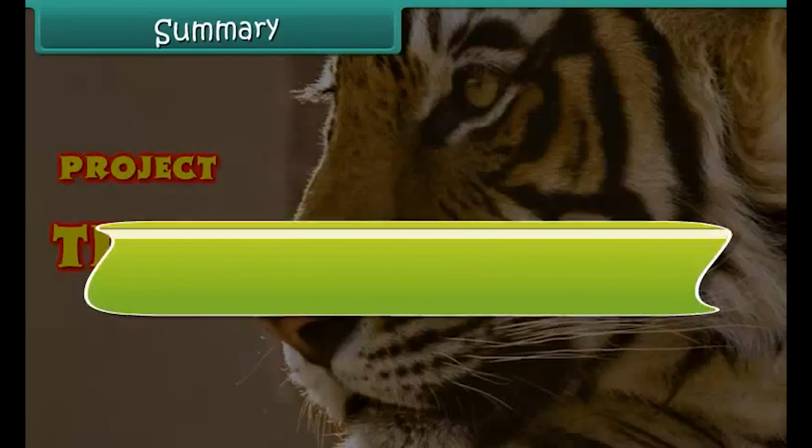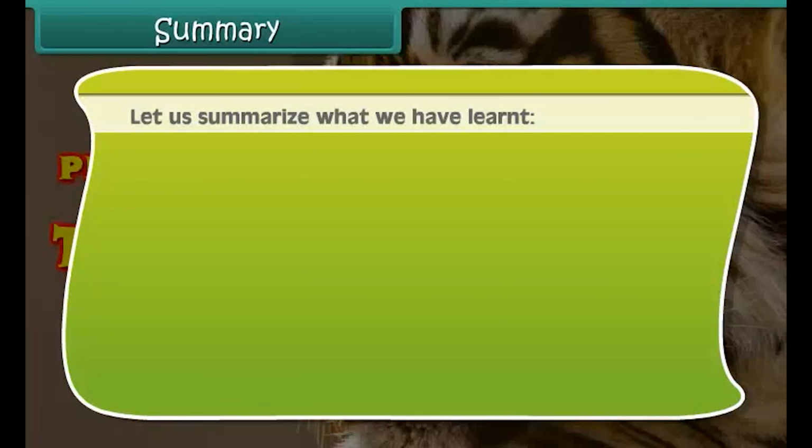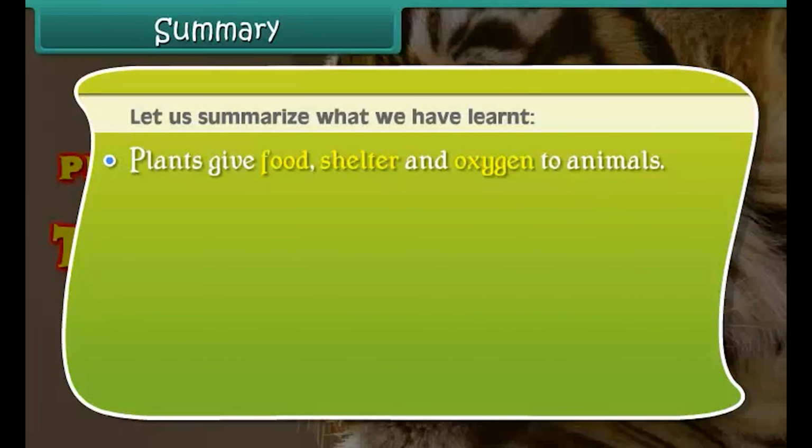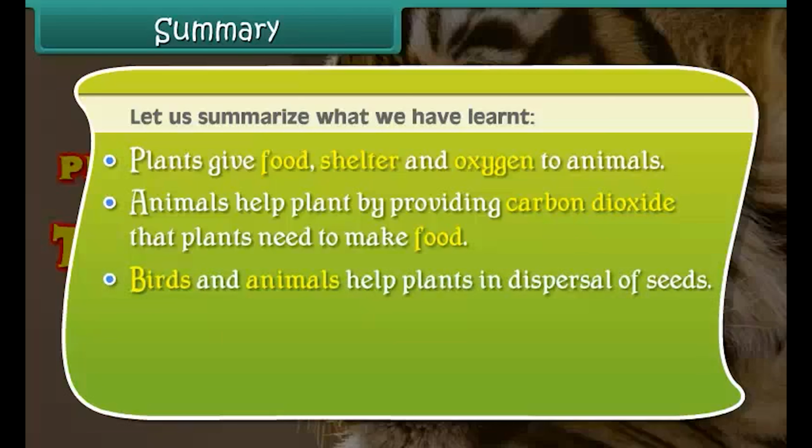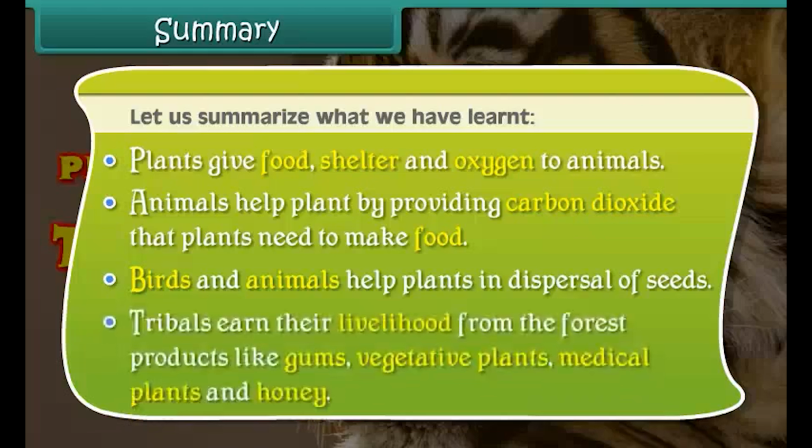Summary. Let us summarize what we have learned. Plants give food, shelter, and oxygen to animals. Animals help plants by providing carbon dioxide that plants need to make food. Birds and animals help plants in dispersal of seeds. Tribals earn their livelihood from forest products like gums, vegetable plants, medicinal plants, and honey.